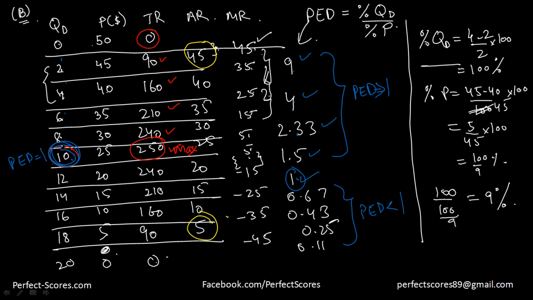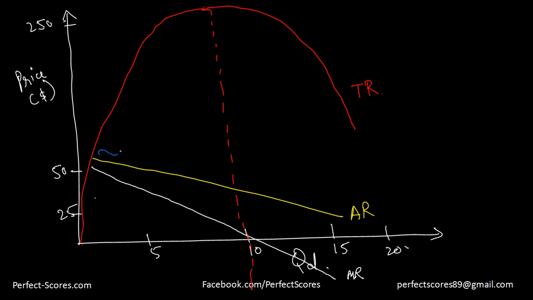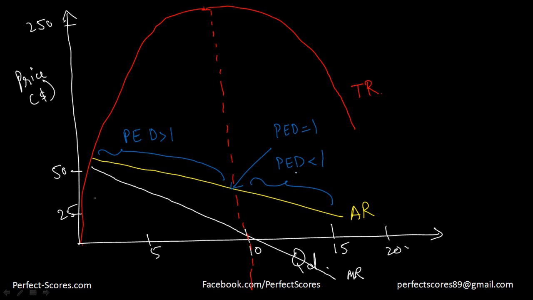So if I were to plot the price elasticity of demand from this point to this point, the price elasticity of demand is greater than 1. At this point right here, the price elasticity of demand is equal to 1, and till this point here the price elasticity of demand is lesser than 1, right? So this is how the curve is going to look.